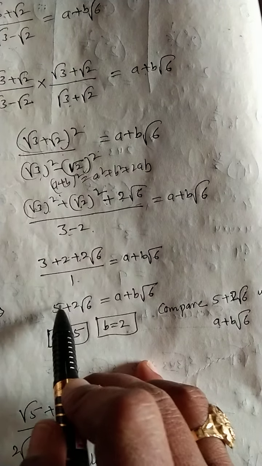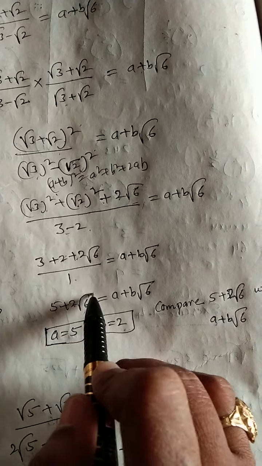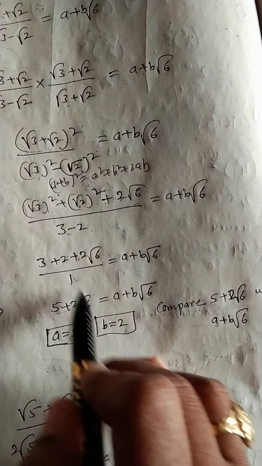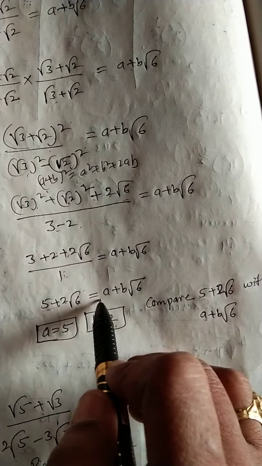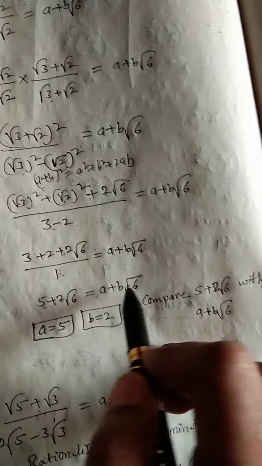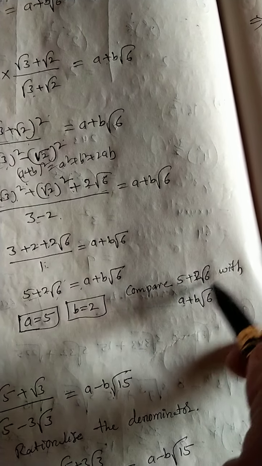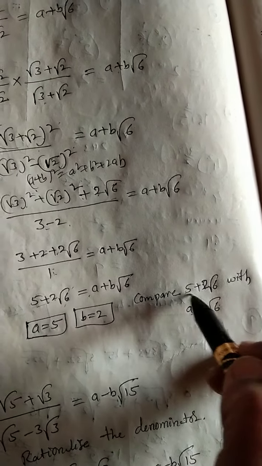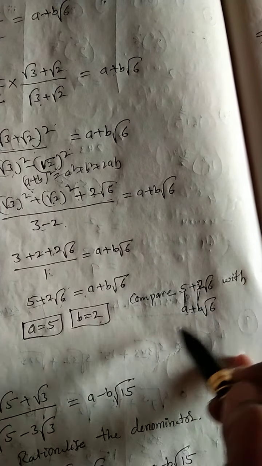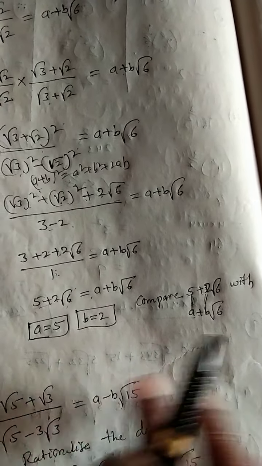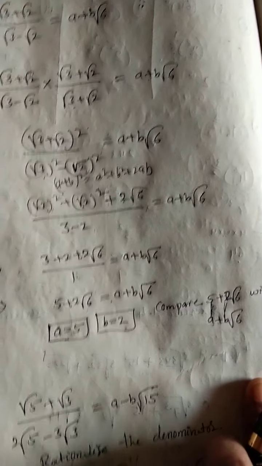Now 3 plus 2 is 5. 5 plus 2 root 6 as it is. In the denominator, the 1 is there, so the value remains only that. Now you can compare 5 plus root 6 with a plus b root 6. Now a and b places, what are the values, 5 and 2 are there, so a is 5, b is 2.